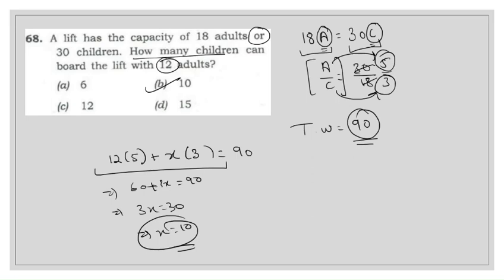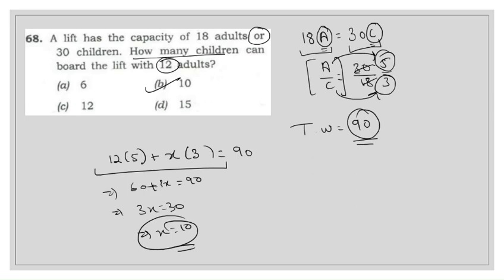Now we'll calculate how many children. There are 12 adults, which means the total weight of just the adults will be 12 into the weight of one adult, that is 5, that we are assuming. Then the number of children can be x, and the weight of one child is 3, that we are taking. So their sum should be equal to 90 because it cannot exceed 90, right?